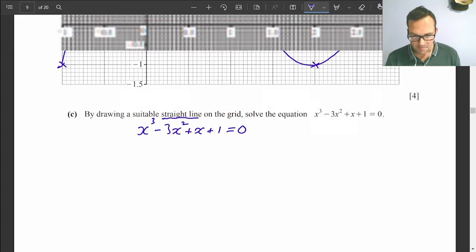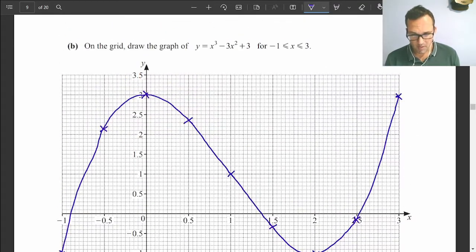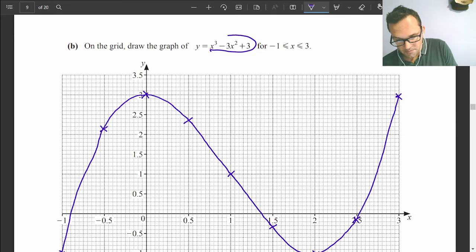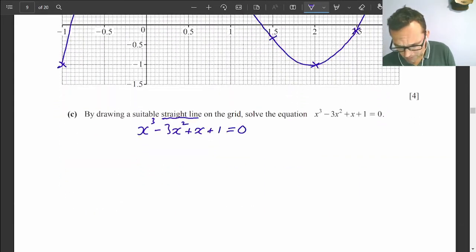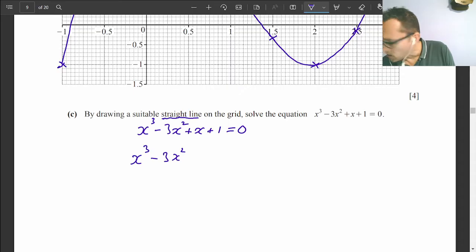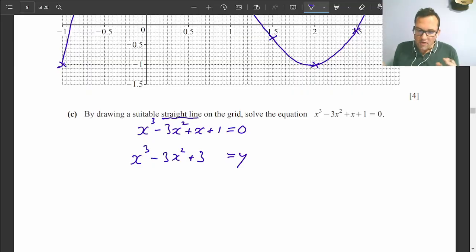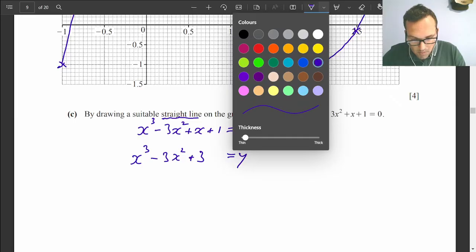Okay, what we have is this graph and the equation of this graph, which is this one. So let's write that down. x cubed minus 3x squared plus 3, and that's equal to y. Okay, so we need to look carefully. What has changed? How can we get back to the graph we had?